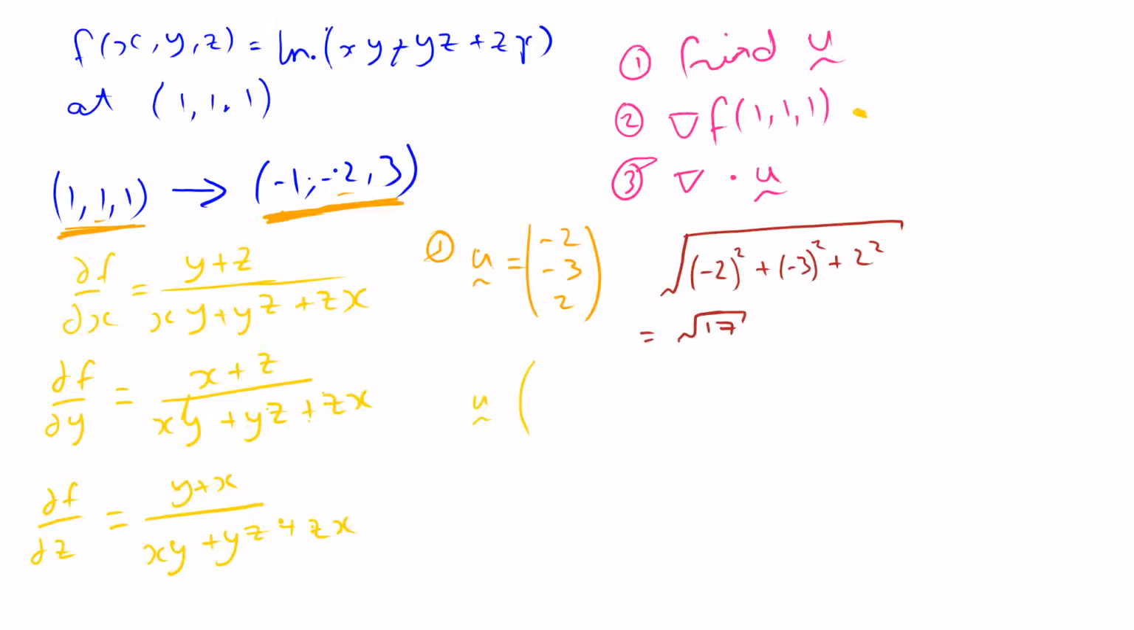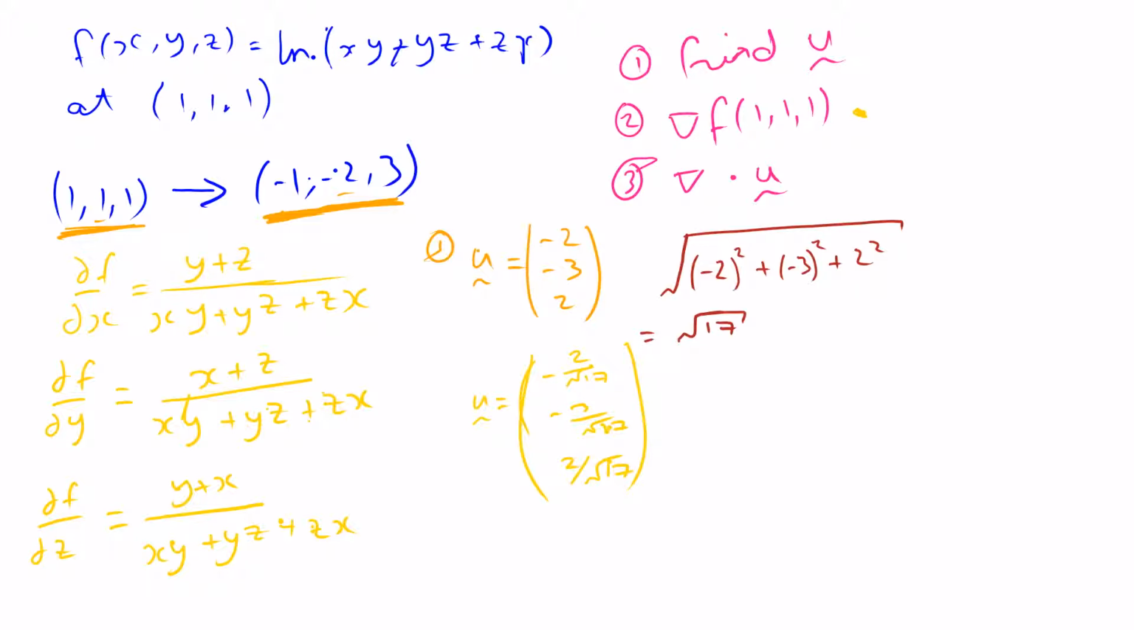So that will give us u is equal to -2 over root 17, -3 over root 17 and 2 over root 17. Okay, so we've worked out what the unit vector u is.